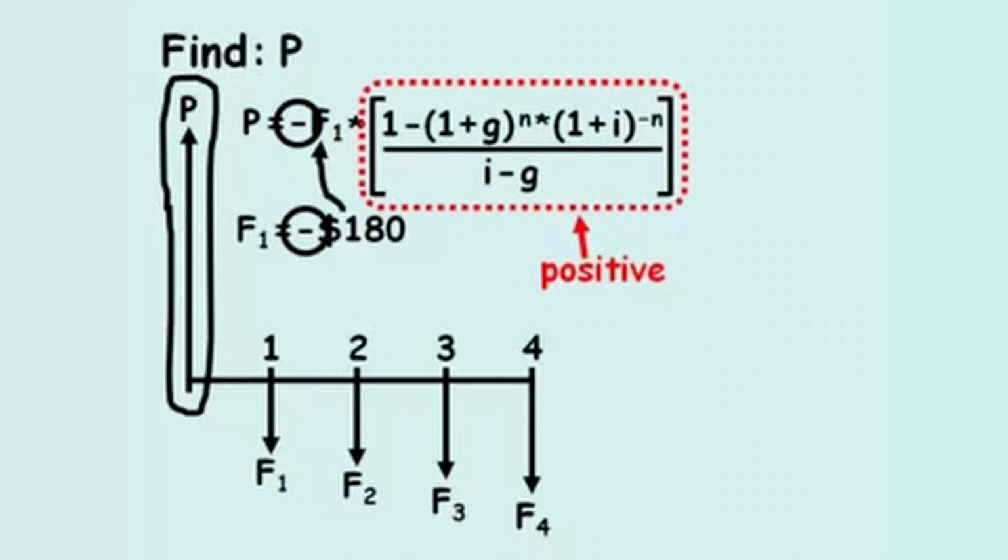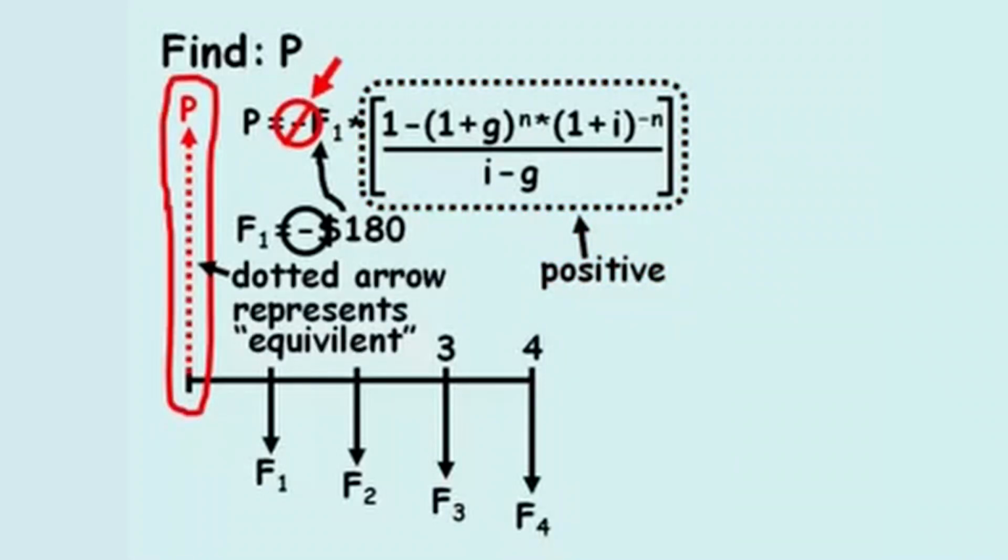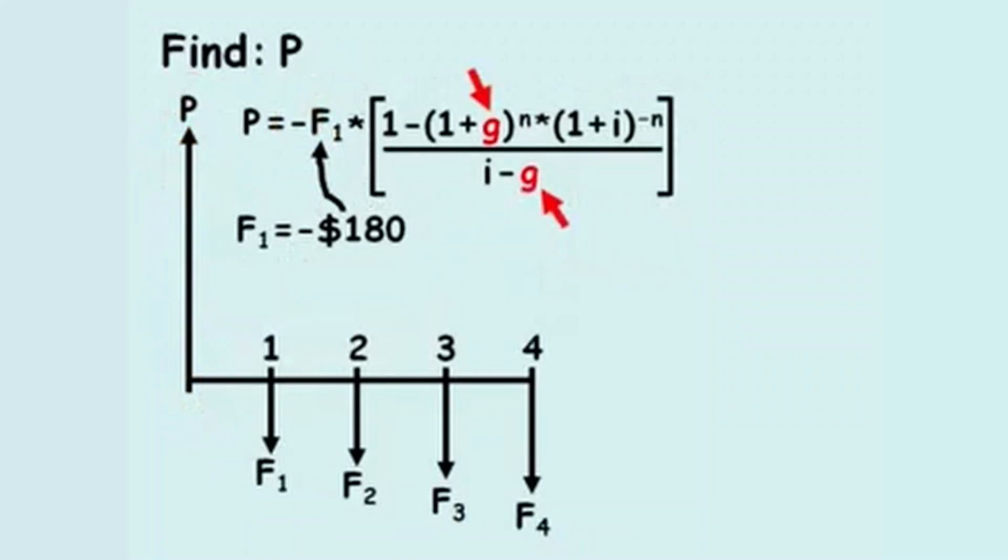If we were trying to find an equivalent present value P, we would eliminate the negative symbol at the beginning of the equation. Besides variable F1, we also know the value of variable G, which we determined to be 0.08. Variable N represents the number of years, which equals 4.